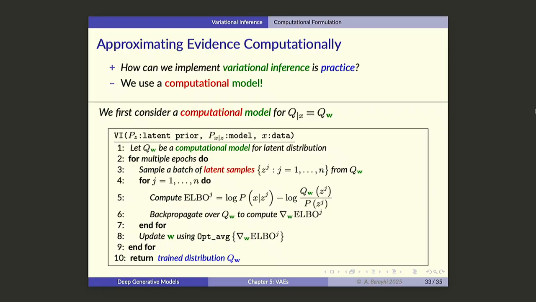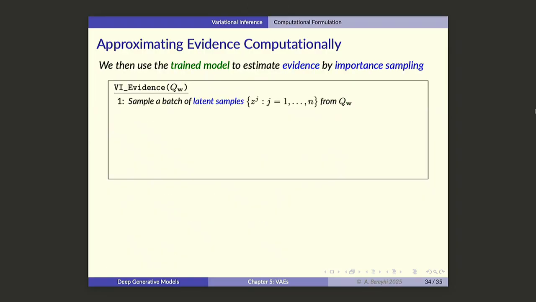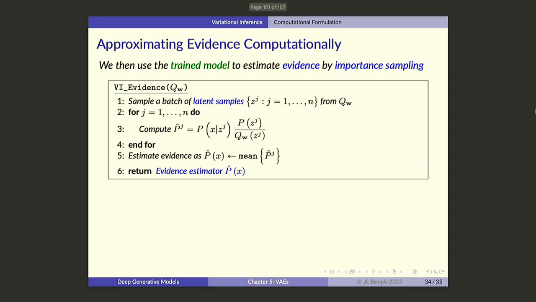Now that I have this, the whole story is over because I have Q. I can use it to do importance sampling. I'm going to take a bunch of samples from it, n different samples. For every single sample, I'm going to compute the importance argument, and that importance argument is one sample. Once I average those importance arguments, I'm going to get an estimator of my evidence. So whatever we have done here, you can do it by a neural network.